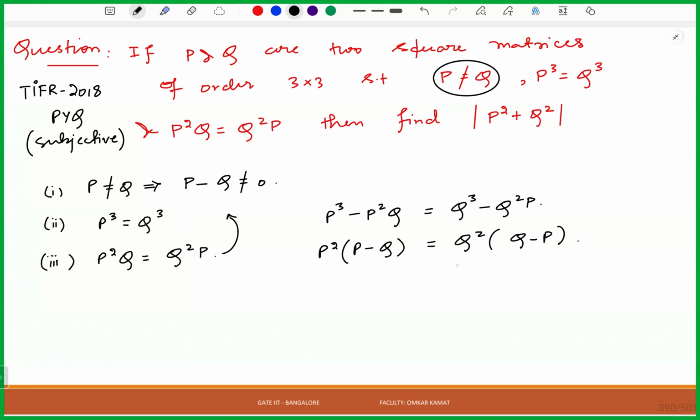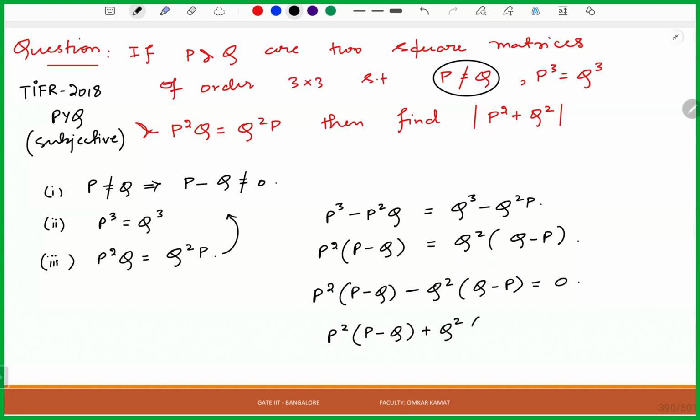Correct. So next, if I'm bringing this side now, P square into P minus Q minus Q square into Q minus P is equals to 0. Correct or no? So now this minus will multiply inside, so it will become P minus Q again. So P square into P minus Q plus Q square into P minus Q is equals to 0. So P minus Q I can take common now.